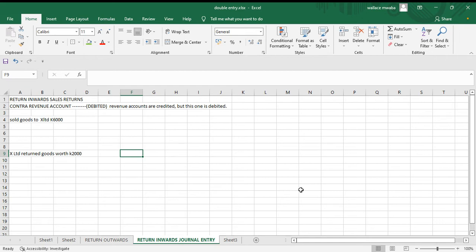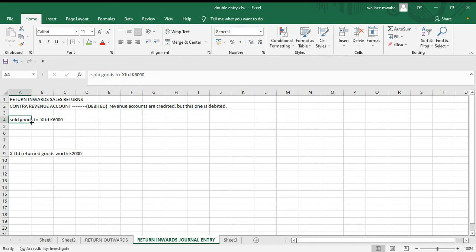So let's see an example here. We sold goods to X Limited worth 6,000. So X Limited is our receivable. A receivable is someone who owes you money, and it's an asset. Here we've made a credit sale, and we've identified the transaction. The two accounts involved are the receivable, which is X Limited, and the sales account.